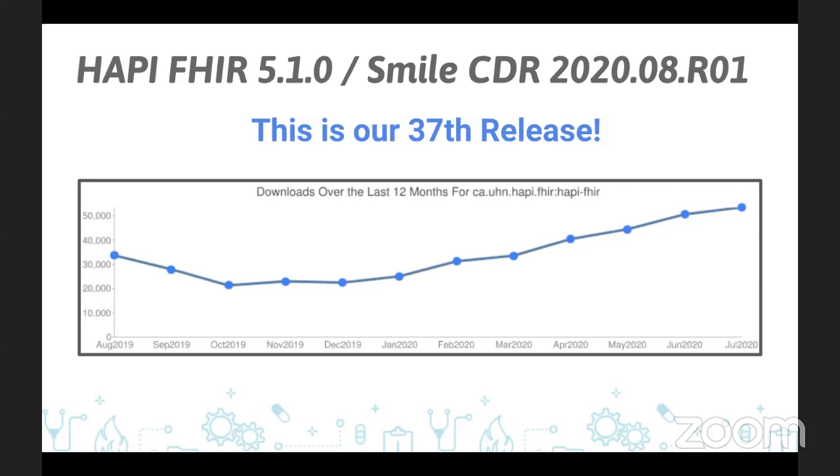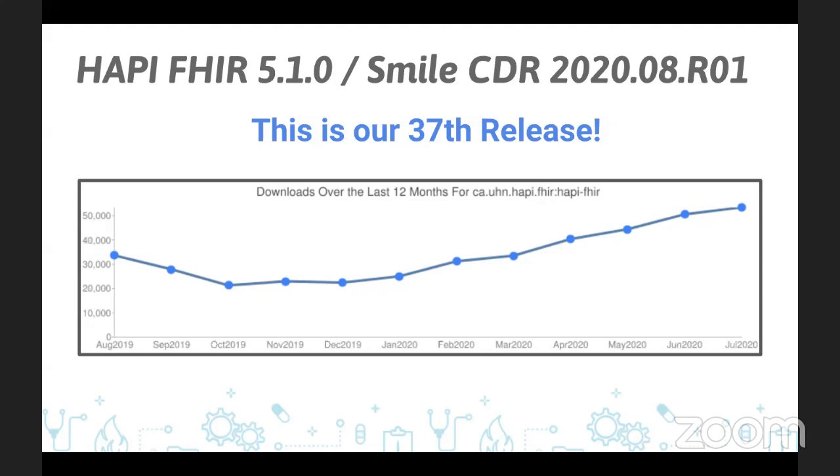Because we distribute HAPI via the Maven repositories, I get a little bit of statistics out of Maven. This is the download count for what's called the HAPI FHIR root POM, which will probably not mean something to everyone, but it shows you how many unique times it's been downloaded in a given month. As you can see, between December and July, it has doubled.